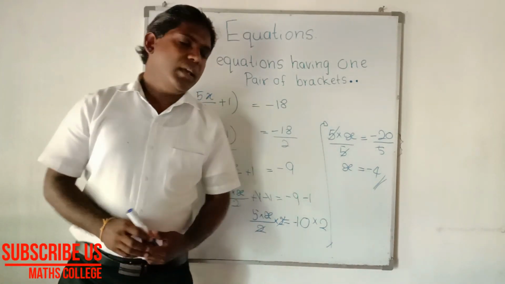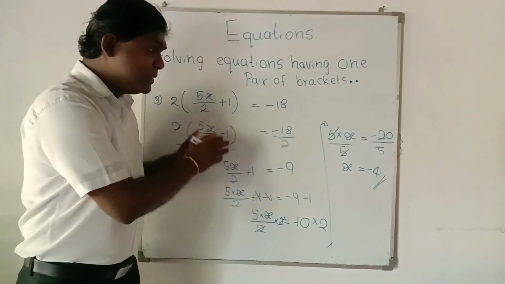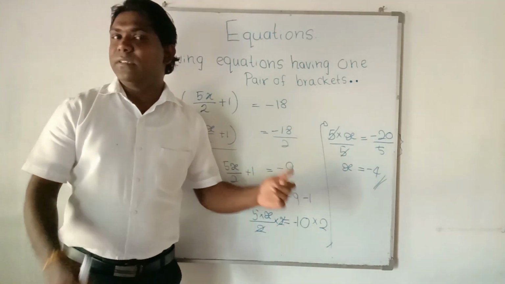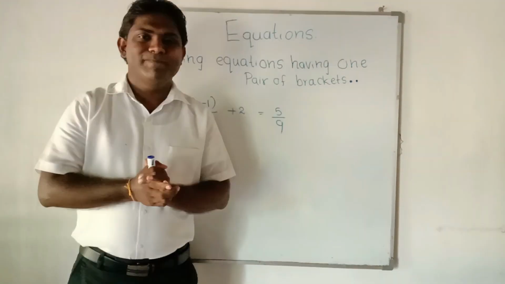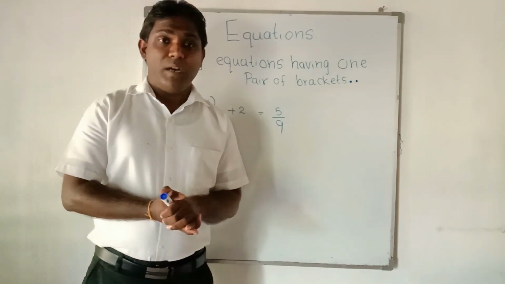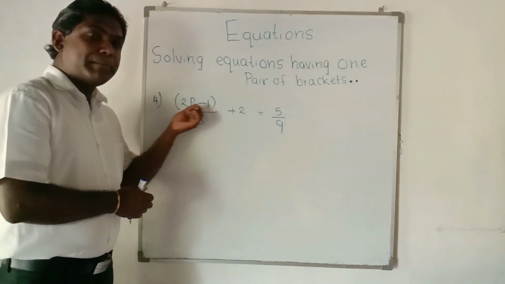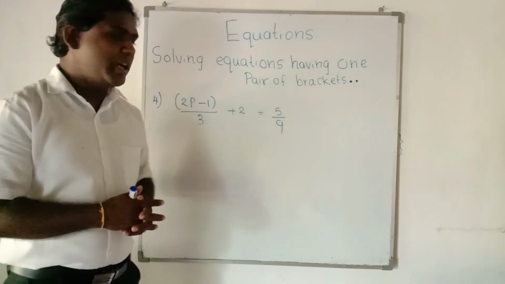Okay, please observe and study very well how to do an equation like this. Now we can go to the next example. This is the last example for you under the lesson equation. 2p subtraction 1 upon 3, addition 2, equals 5 upon 9.